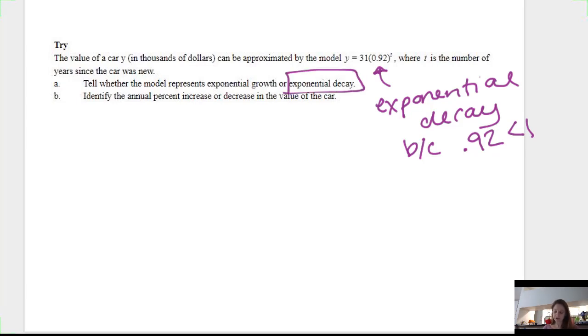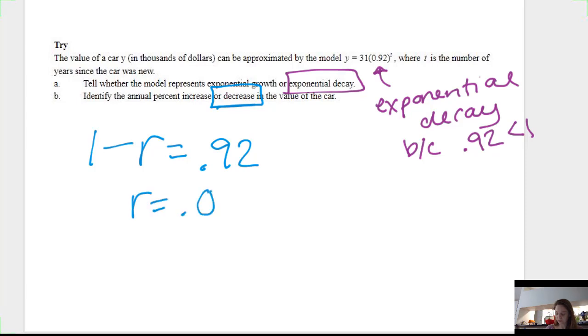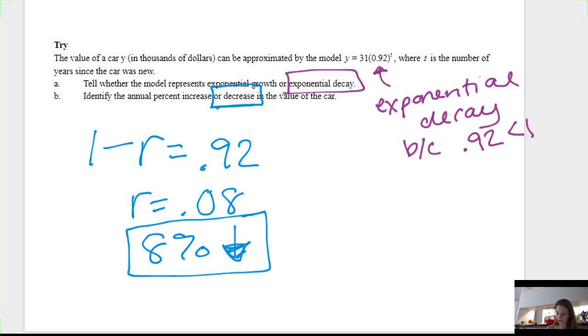Okay, part B, identify the annual % increase or decrease. It's a decrease in the value of the car. So 1 minus R equals 0.92. I can tell you right now that R is 0.08. I can solve that in my head, which is 8%. And so this is an annual decrease of 8%. So an 8% decrease annually.